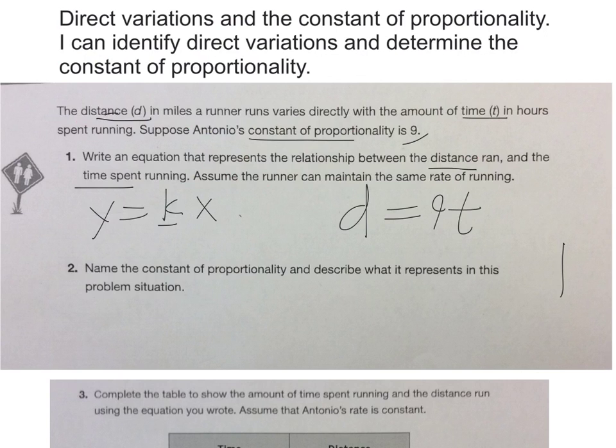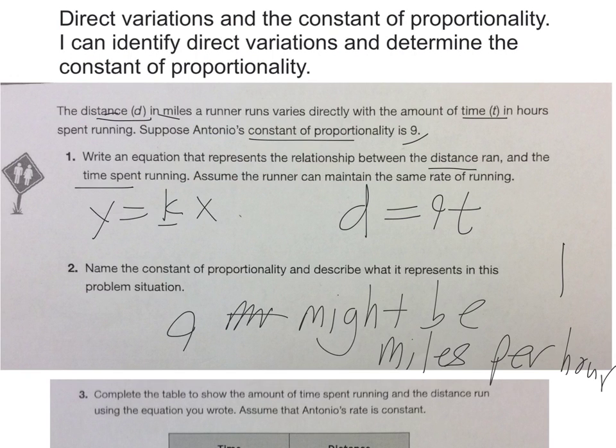Name the constant of proportionality and describe what it is in this problem situation. So it is 9, and d is in miles, so 9 would be your constant of proportionality, and then you would name it and describe what it represents in this situation. So I would say 9 might be miles per hour. Although this is probably not the best question because they don't tell you what it is. It's like 9. Well, 9 what, right? All we know is distance is in miles and time is in hours, so we know that 9 is probably miles per hour. Based on this, it's most likely what it is.